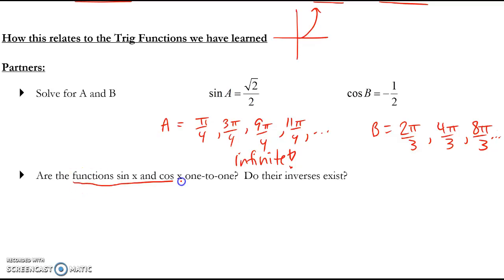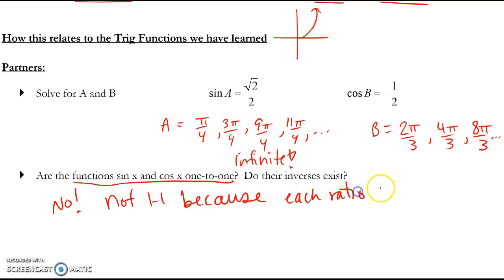So the functions sine and cosine are not one-to-one, and they are not one-to-one because each ratio has more than one angle. That's kind of confusing, more than one angle. If we were to think of this visually, think back to how we drew these graphs. When we learned how to graph our sine curve, it looked like this.